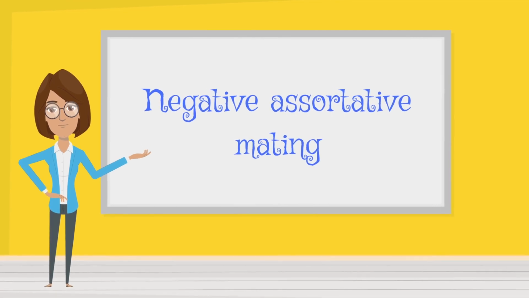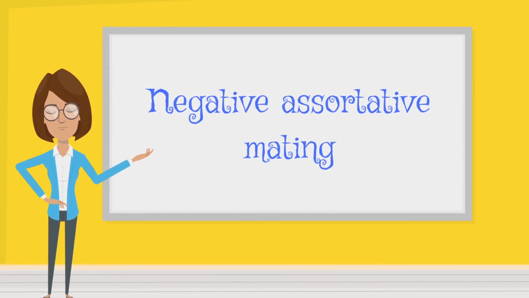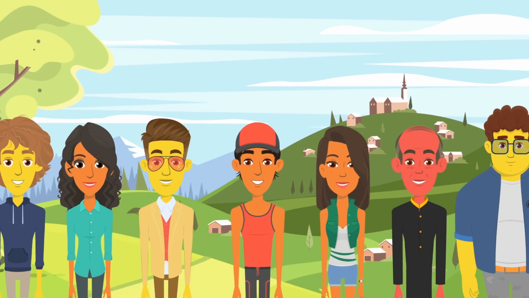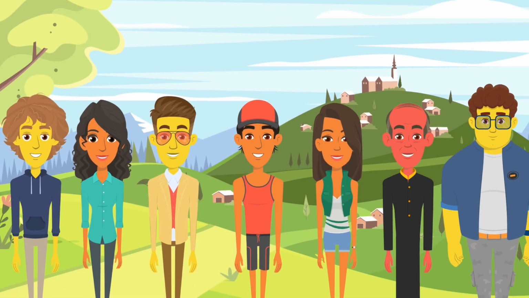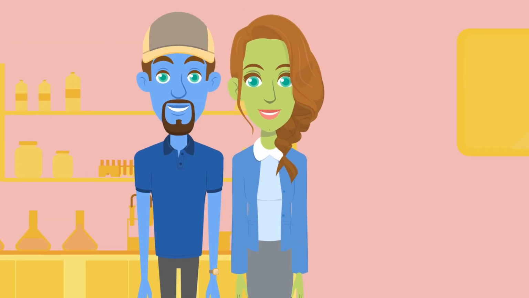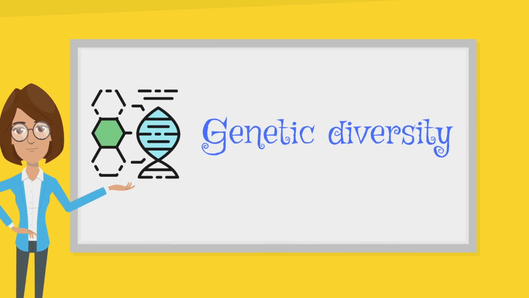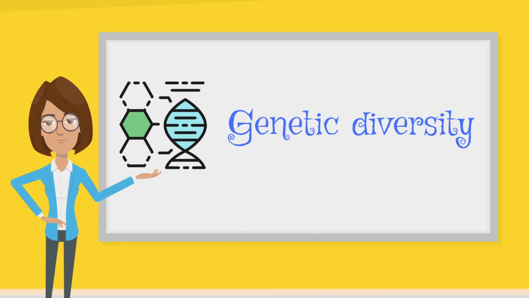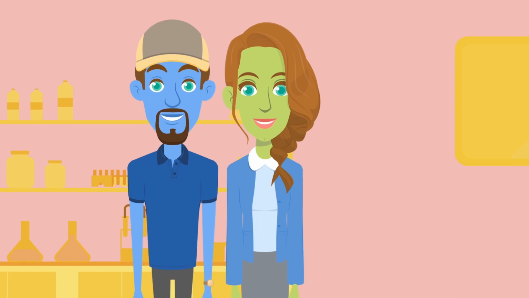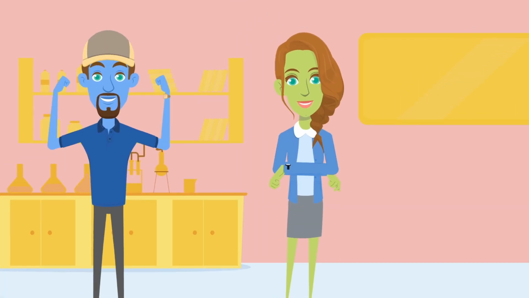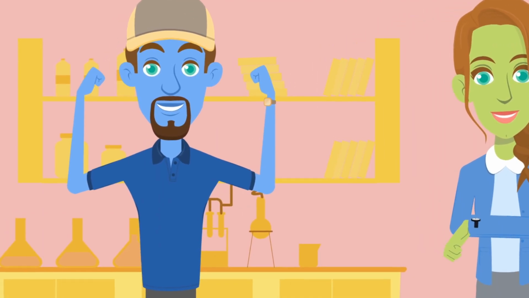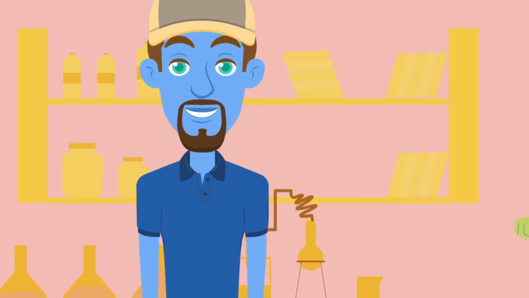This type of mating occurs when individuals prefer partners who are genetically different in certain traits, and it's less common than positive assortative mating. But why would organisms choose mates that differ from themselves? The answer lies in genetic diversity. When two individuals with different traits, like immune system genes, pair up, their offspring inherit a mix of both. This mixing can strengthen the immune system, as diversity in immune system genes enhances the ability to recognize a wider range of pathogens, making the next generation better at fighting off diseases.